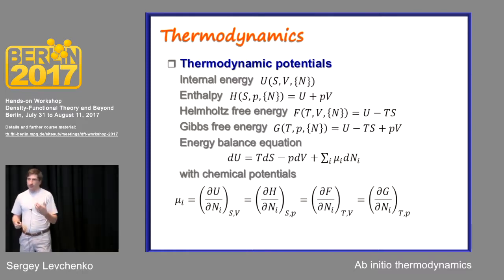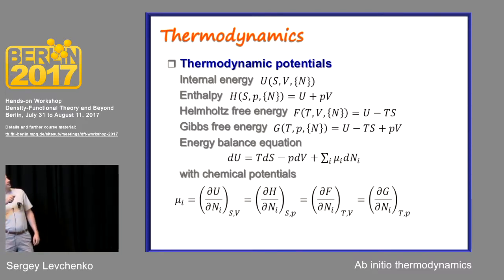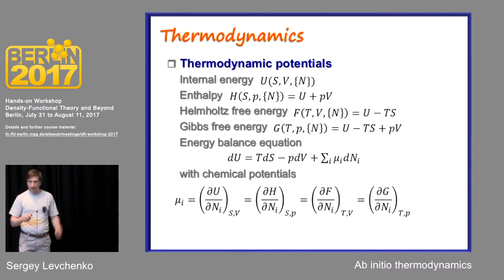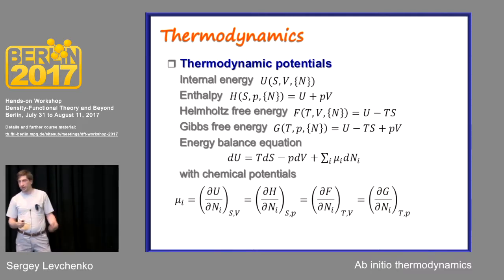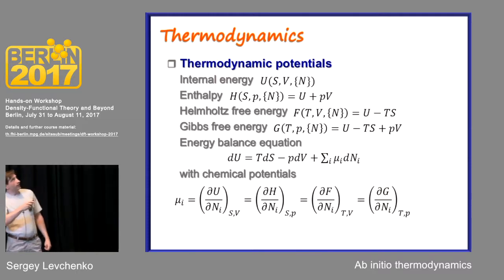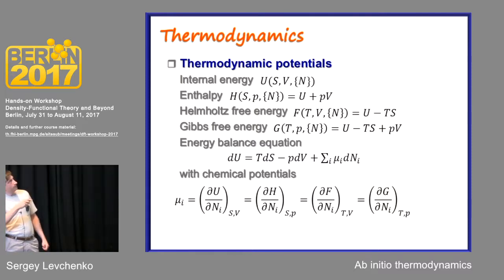So the equilibrium in thermodynamics is characterized by thermodynamic potentials. And here I list the most important ones, but there are more potentials. So the first one is internal energy. This is the one that contains the electronic energy and also the vibrational energy. Then we have enthalpy, which is the internal energy plus pressure times volume. Helmholtz free energy, where we subtract from the internal energy the temperature times entropy, and the Gibbs free energy, which is Helmholtz free energy plus the pressure times volume.